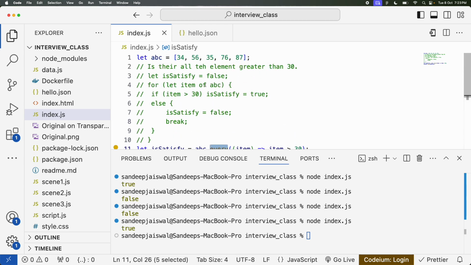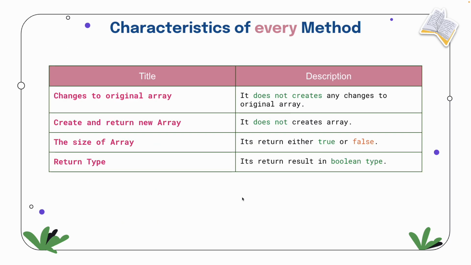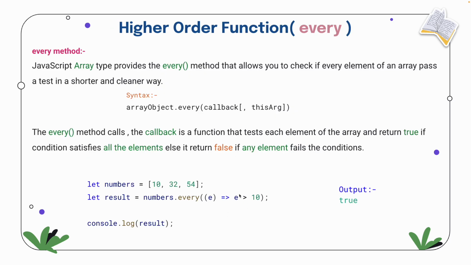Now next, the same way you can see here 10, 32, 54. All the items which are greater than 30, sorry, greater than or equal to. That code is wrong, actually it should be greater than or equal to 10. Then it will return true, because 10 is not greater than 10, 10 is equal to 10. So it returns true or false. So this is the every method.